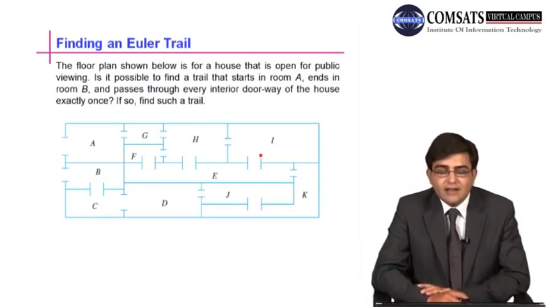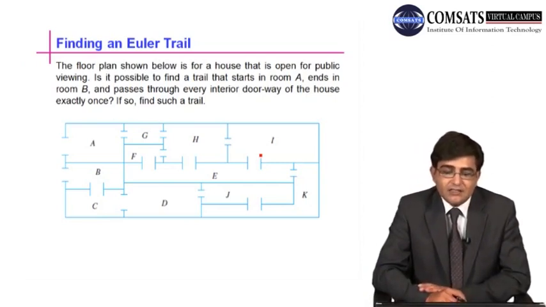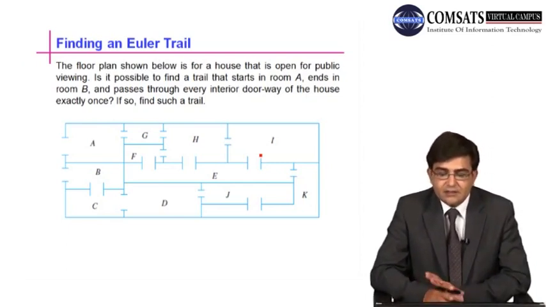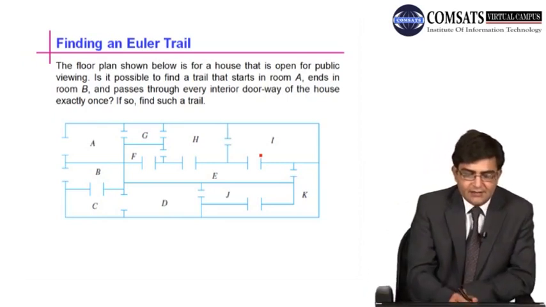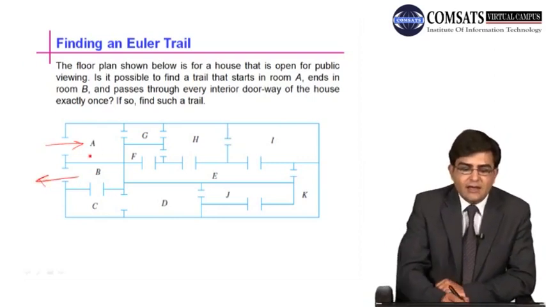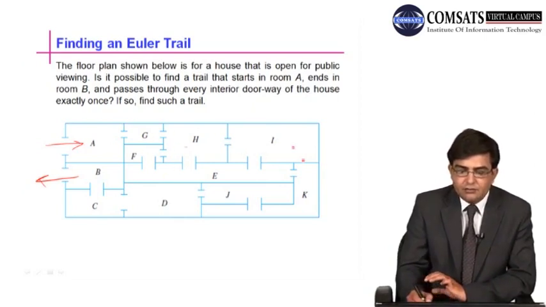So now we have to find an Euler path, so that he follows that path and can see all the rooms, all the antiques in a given room. So here, is it possible to find a path that starts in room A? The starting point is room A and the ending point is room B. So he enters from this room, he goes out from this room, and he travels in all the museum, for example, or it could be a park. He visits every room and then goes out.